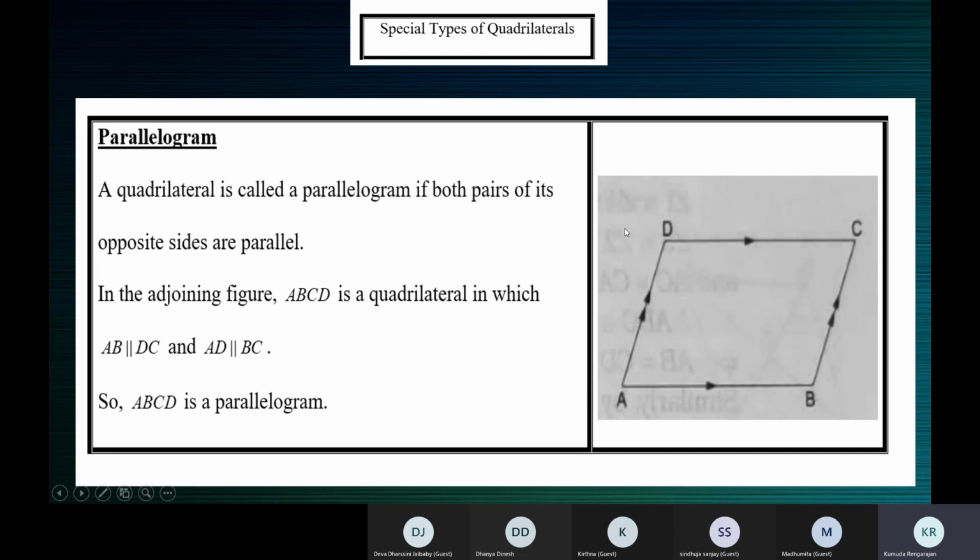Name the diagonals of the parallelogram here. Which are the diagonals? DB and AC, ma'am. Are they equal or unequal? DB and AC. Unequal, ma'am. Yes, they're unequal. In a parallelogram, the diagonals are unequal. Diagonals AC and BD are not equal.